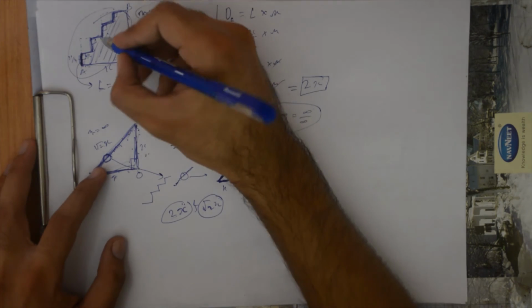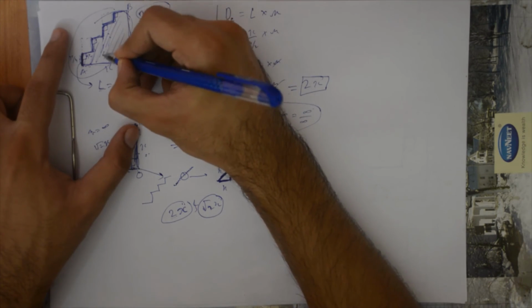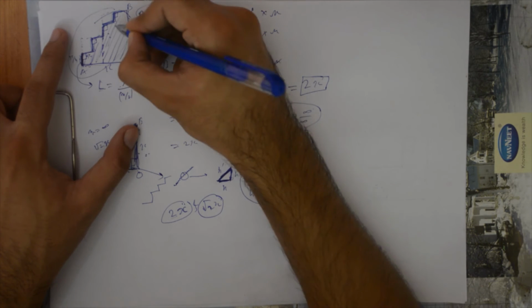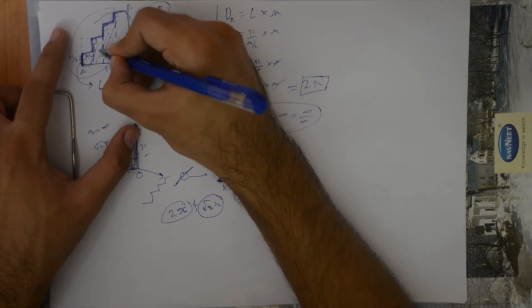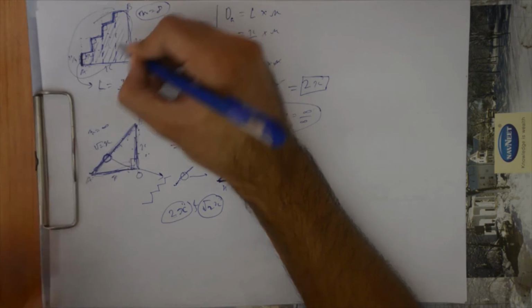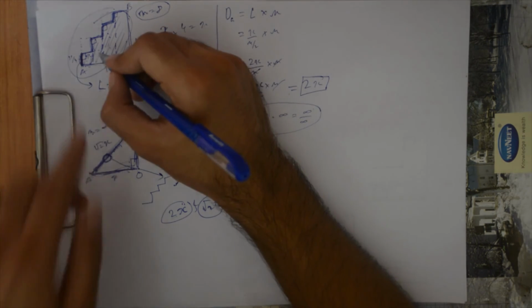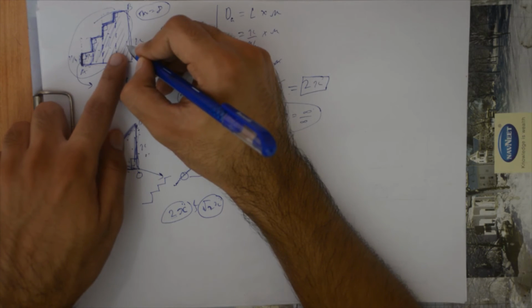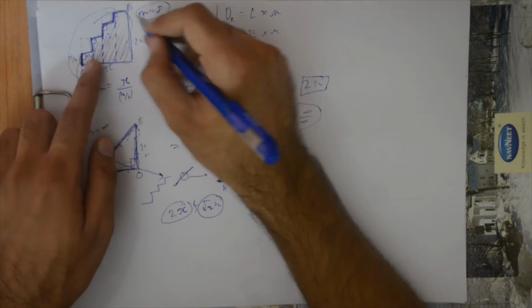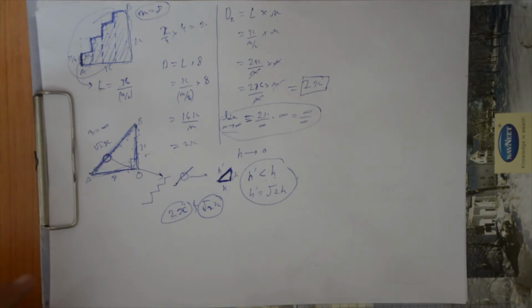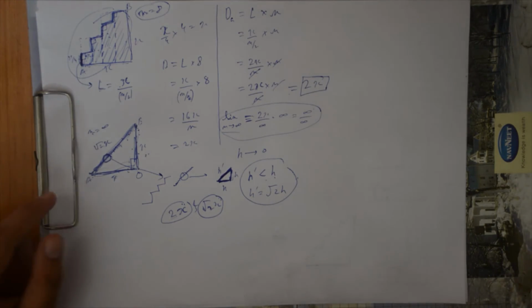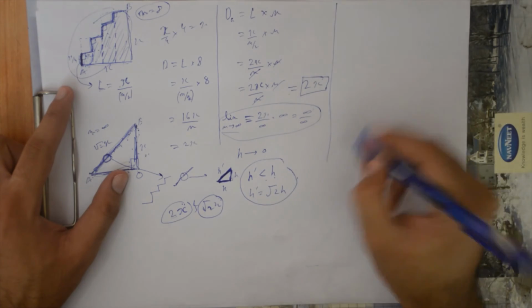As we can see, I can divide this figure into multiple rectangles like this. This is one rectangle, this is another, this is another, and this is another. And the sum of all these rectangles will be the area of the whole figure. Okay, so let us calculate the area of this figure.